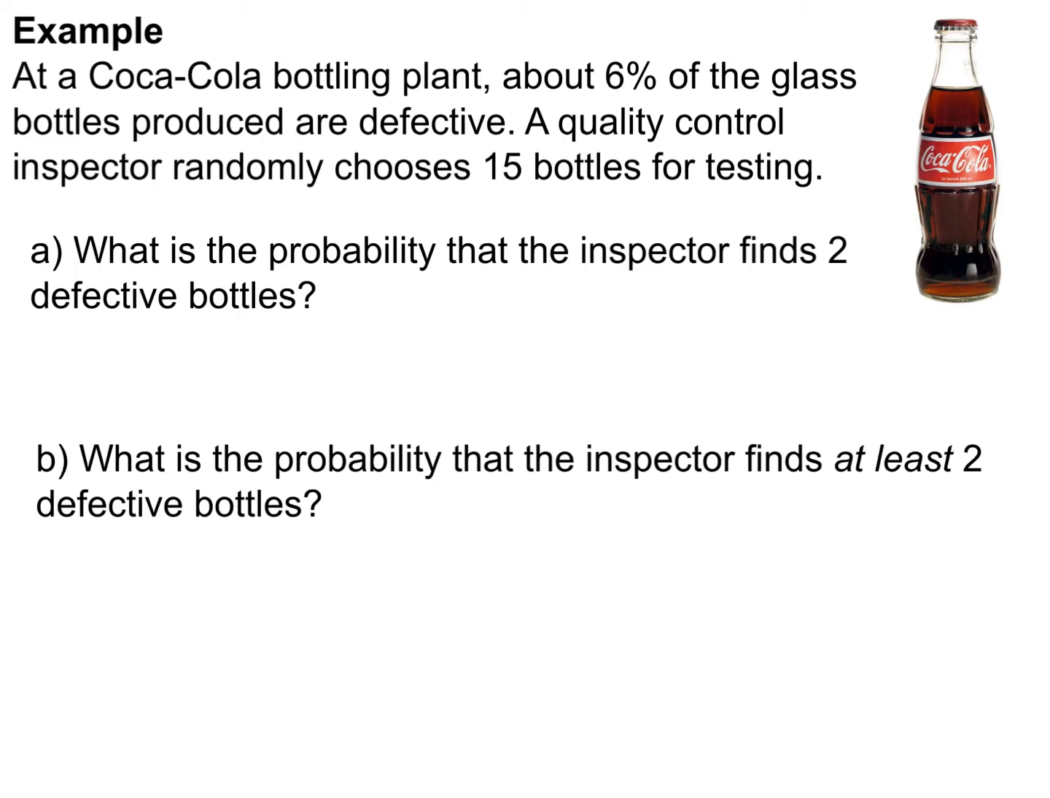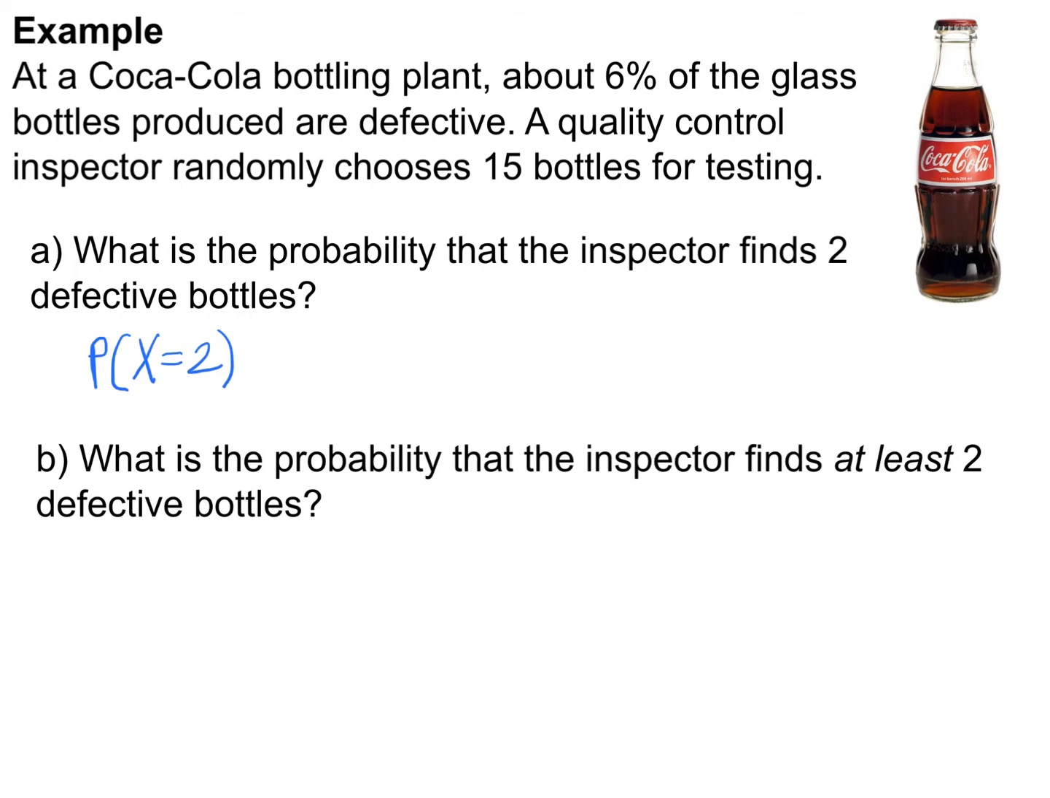So what is the probability that the inspector finds 2 defective bottles? So we just need to know one possibility, and we have to calculate the probability of that happening. So this is the probability of when x is equal to 2.